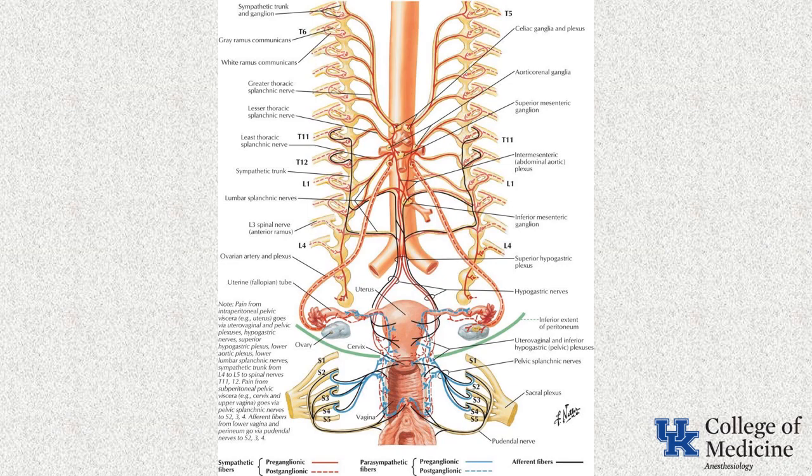Same thing in a female, the inferior extent of the peritoneum. So if you have uterine cancer, you may benefit from a superior hypogastric plexus block. If you have cervical cancer, you may benefit from an inferior hypogastric plexus block.